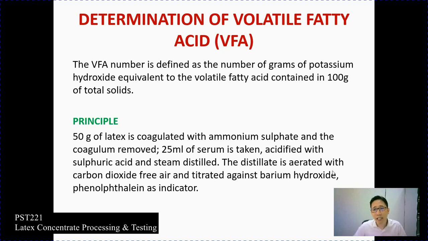Okay, the distillate is aerated with carbon dioxide free air so that you will remove the carbon dioxide, and then titrate against barium hydroxide with phenolphthalein as indicator. So you put some phenolphthalein and then you titrate with barium hydroxide. The titration stops when a pale pink appears, so that you know the amount of barium hydroxide used during the titration process. So the amount of barium hydroxide will be used as the measurement of the VFA number.